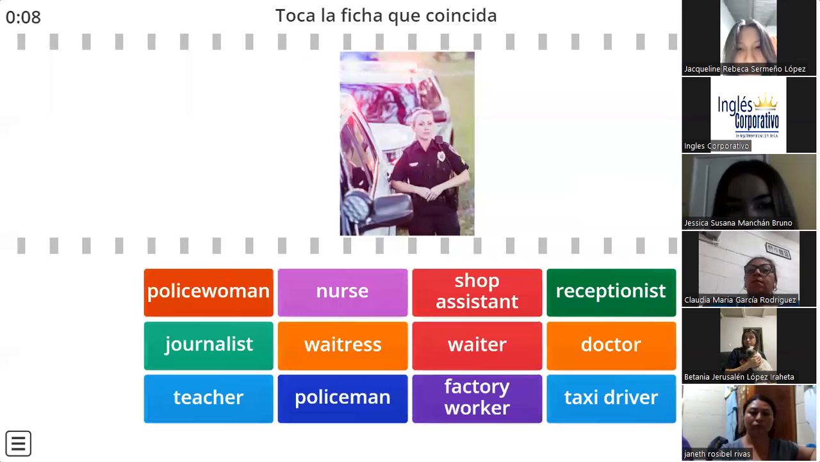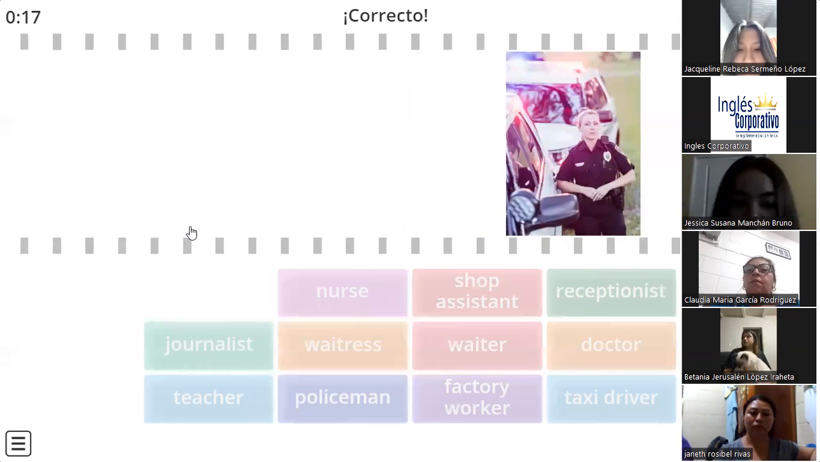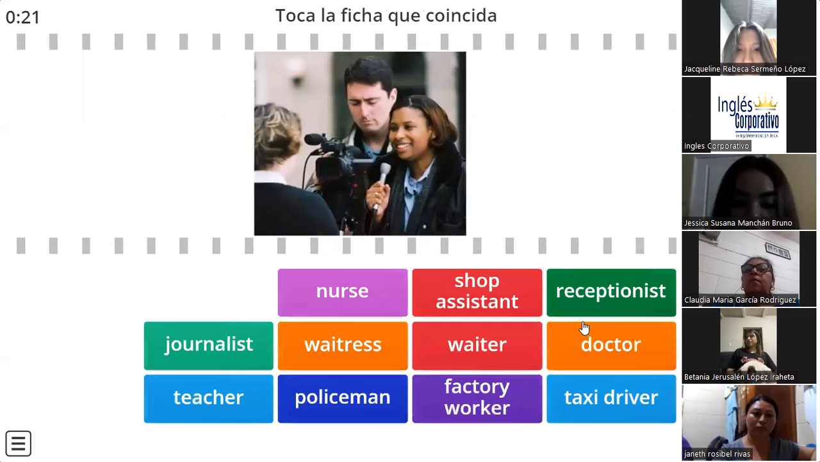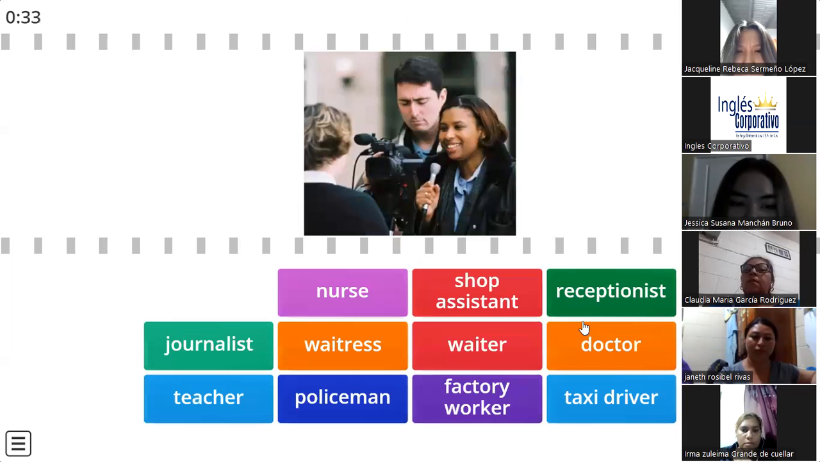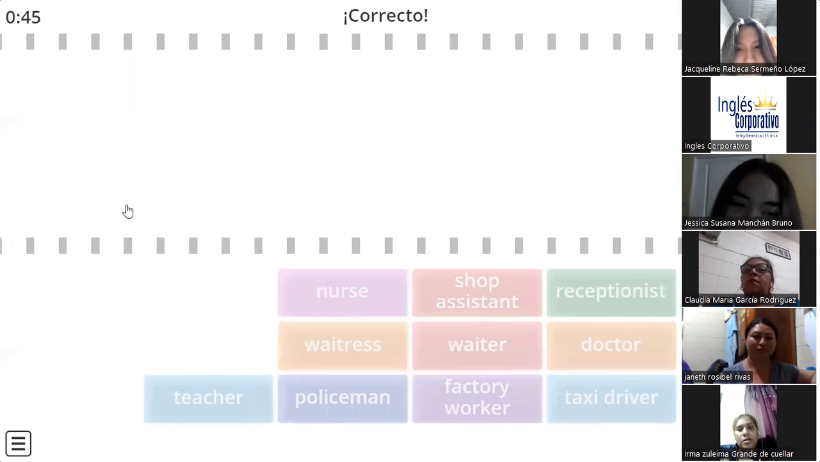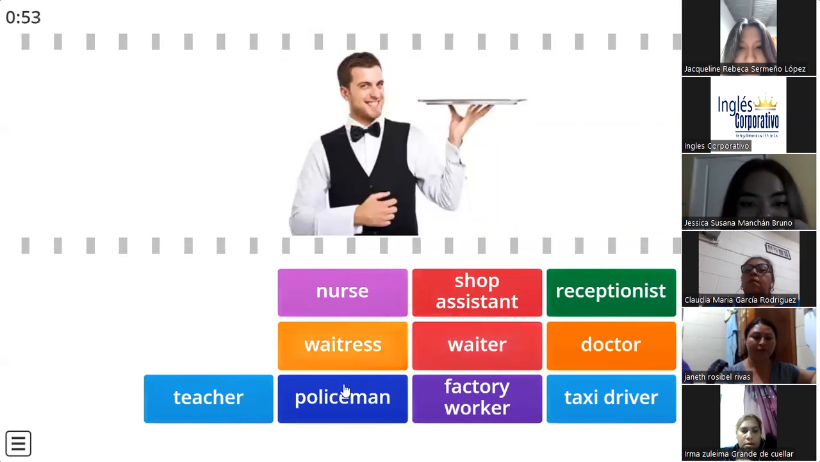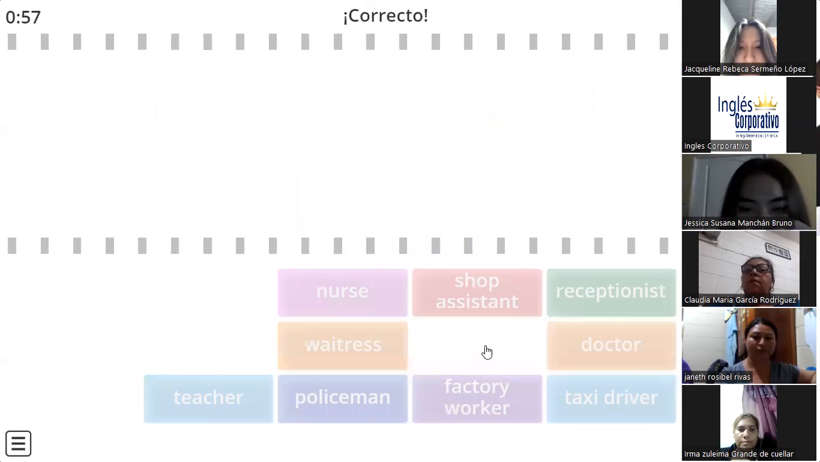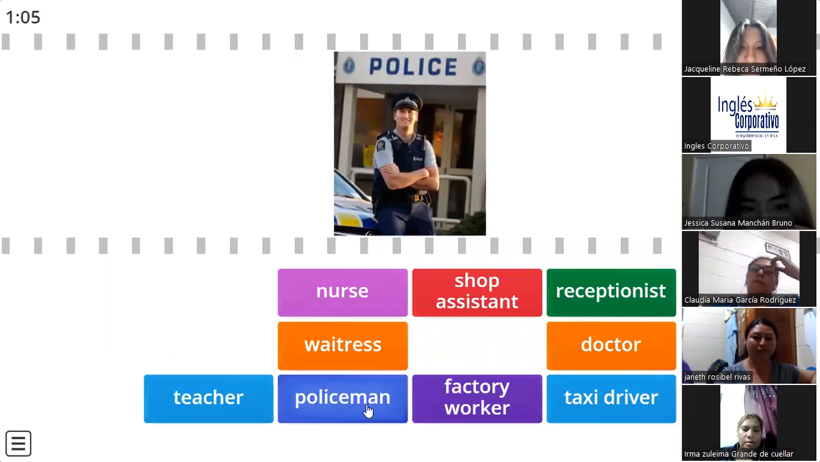What is this job? Policewoman. Yes. Next. What's the job? Journalist. Yes, it's journalist. Okay. The next one. Waiter. Exactly. It's a waiter. Mm-hmm. Then we have policeman.